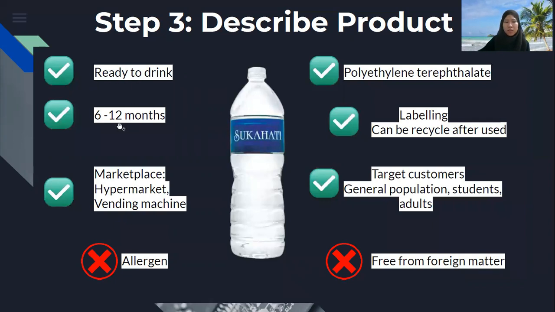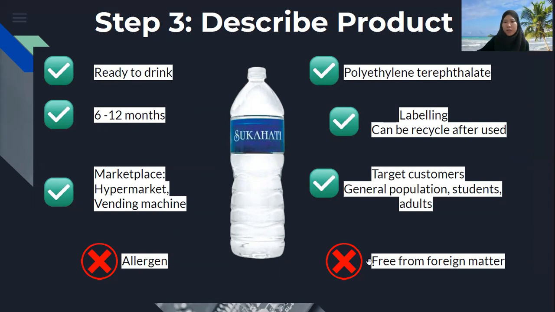The shelf life is from 6 to 12 months. The marketplace is hypermarket or vending machine. The packaging type is polyethylene terephthalate, which is PET, the regular packaging for mineral or bottled water. The labeling says it can be recycled after being used. The target customers are the general population, students, and adults.